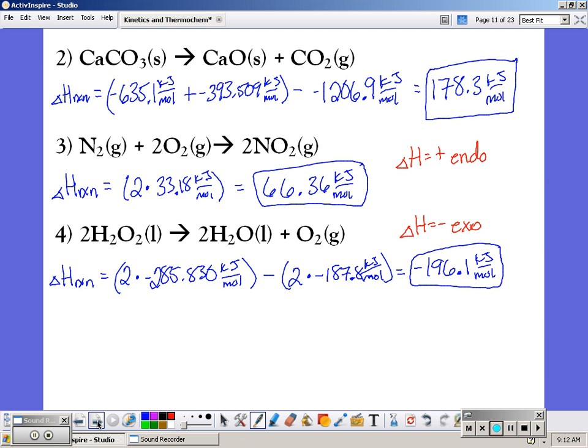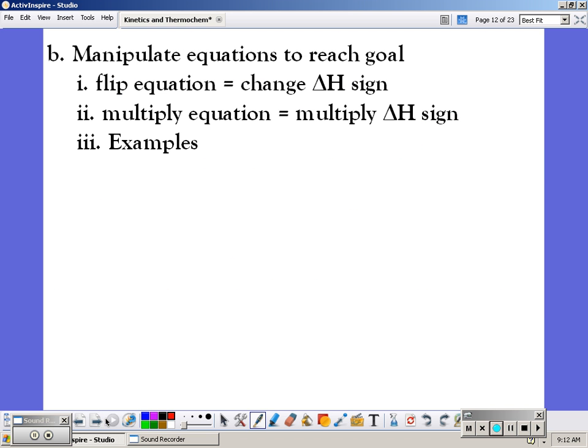The second way to figure out the heat of reaction is to manipulate the reaction mechanism. Our reactions don't always occur in one step. Usually it's a series of steps that are taking place. I can change those steps so that when I add them together, I get my overall reaction. Whatever I do to my step, I'm going to do to my delta H value for that step.